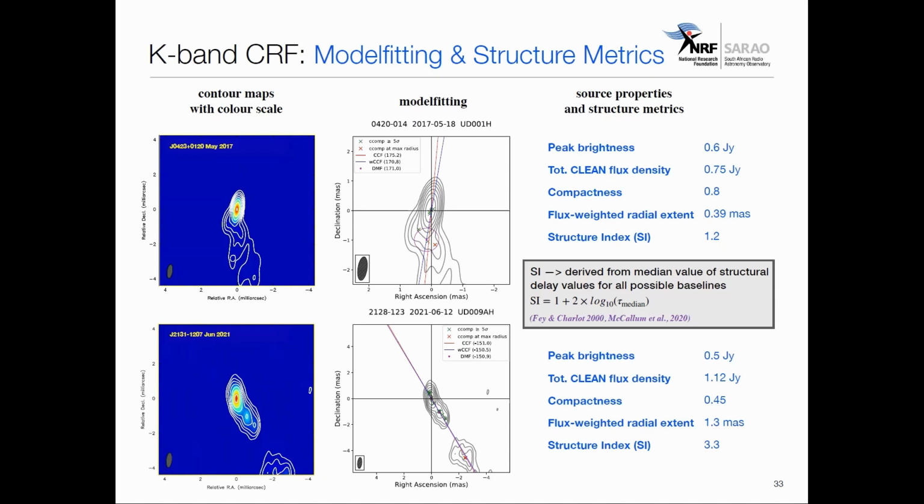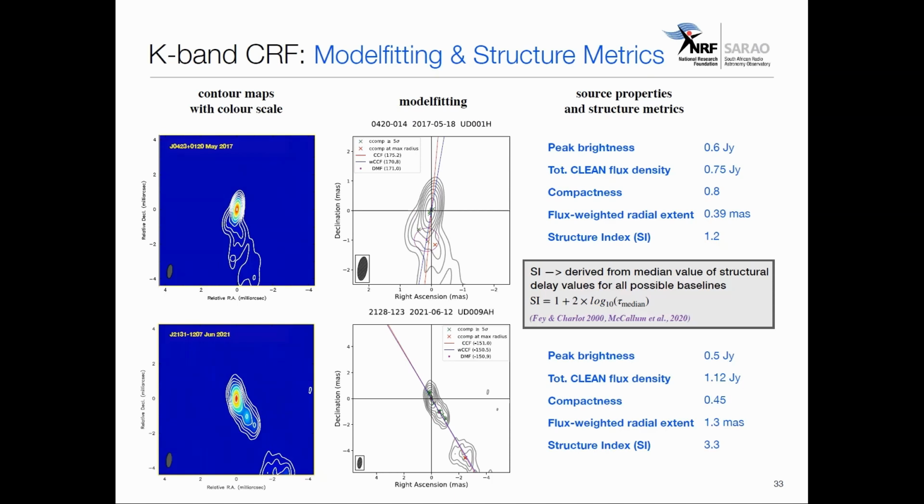And then the most useful metric is this structure index. This is where we measure the extra delay because of source structure for a range of possible projected baselines. And then the median value from all of these structural delay values, the log of that gives us this structure index value. It tells us the amount of source structure. So a value of one would be a very compact source. A structure index of two would be still a really good source for celestial reference framework. A value of three would be a not so good source, and a value of four is a really bad source to use for celestial reference framework.